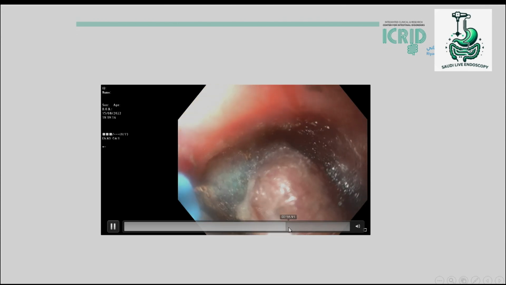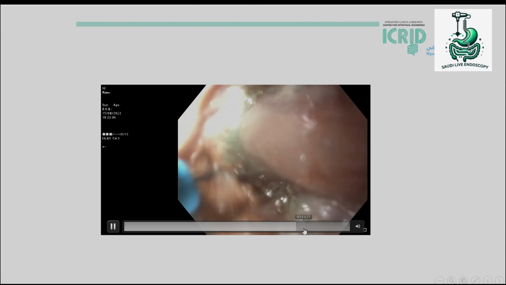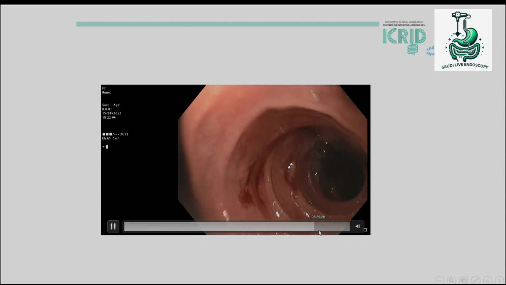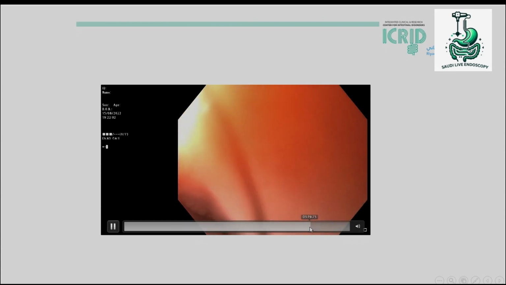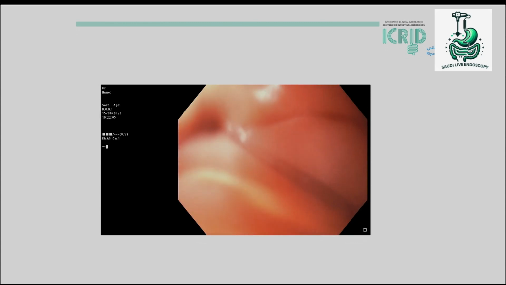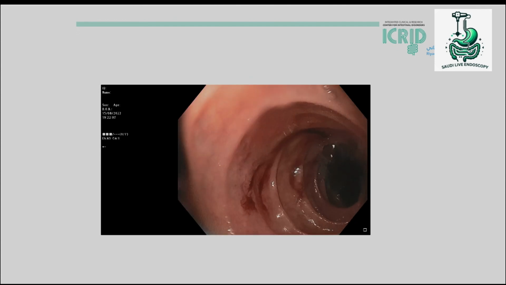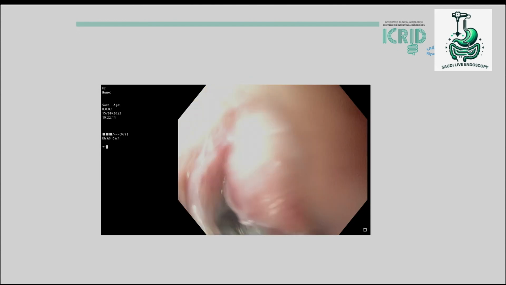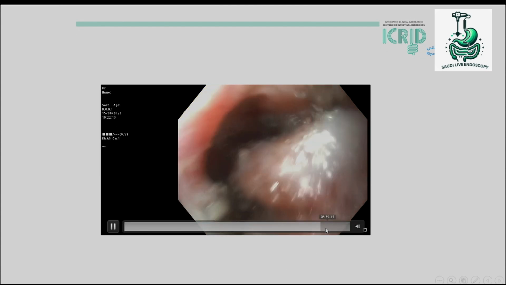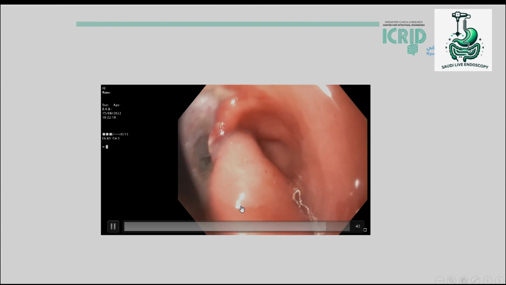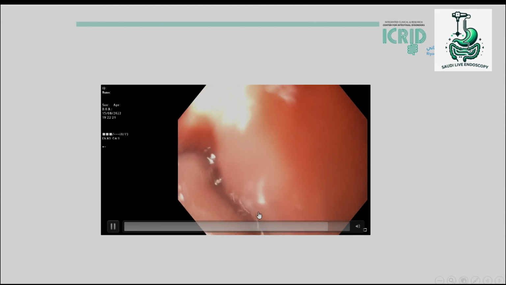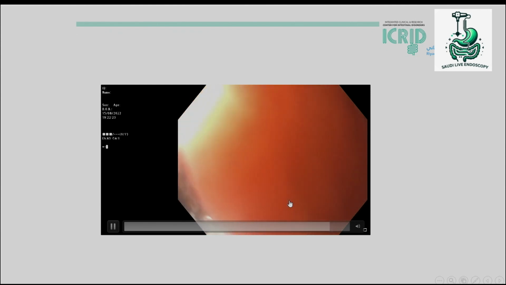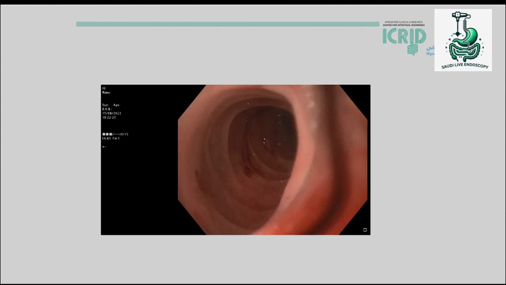After we cut it completely, we go out to have a look. Now you can see that we enter through the pylorus easily into the duodenum. It's an easy passage, and this patient had a remarkable improvement of her symptoms. This is the tunnel, and this is the entry through the pylorus, which is now open and passes the endoscope easily.